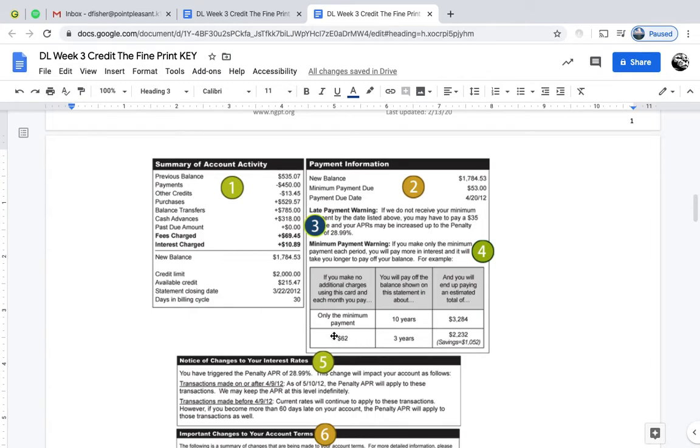Even if it's only a little bit more than the minimum payment, it'll save you tons of time, your most important asset, right? And it'll save you a lot of money, your second most important asset. So please handle your credit wisely. Be careful.